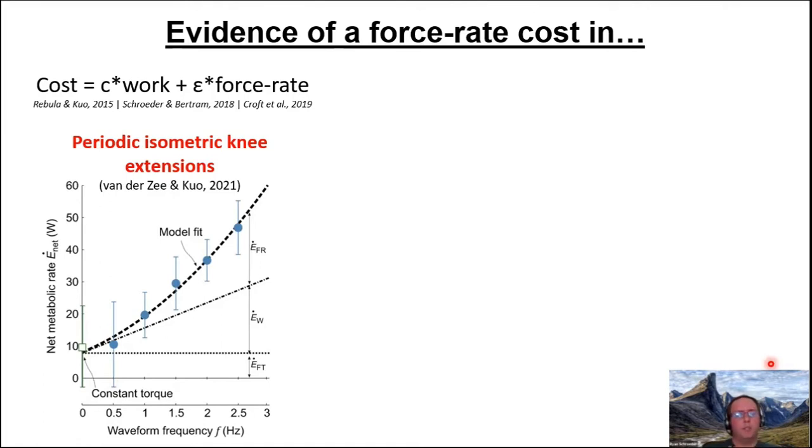Basically they asked subjects to perform isometric knee extension torque against a periodic waveform. And then they would do that for multiple different frequencies. And the plot we're looking at is net metabolic rate versus those frequencies. And so essentially the outlined magenta region represents this force rate cost. So basically there is additional cost, and perhaps more importantly, changes in cost over any other sort of alternative that they controlled for in the study.